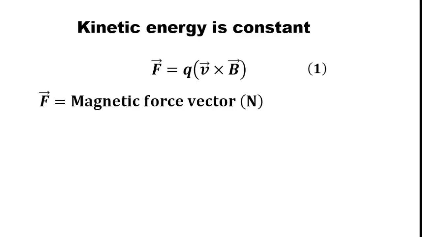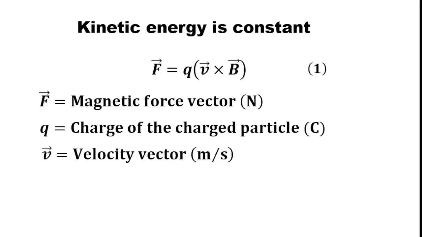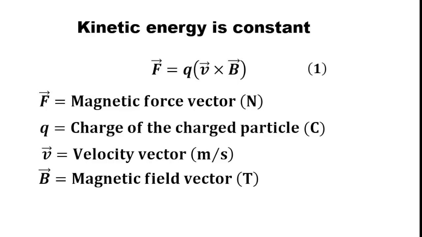In equation 1, F represents the magnetic force vector. It is measured in Newton. Q is the charge of the charged particle. We measure it in coulombs, and V is the velocity vector. It is measured in meter per second, and B is the magnetic field vector. It is measured in Tesla.